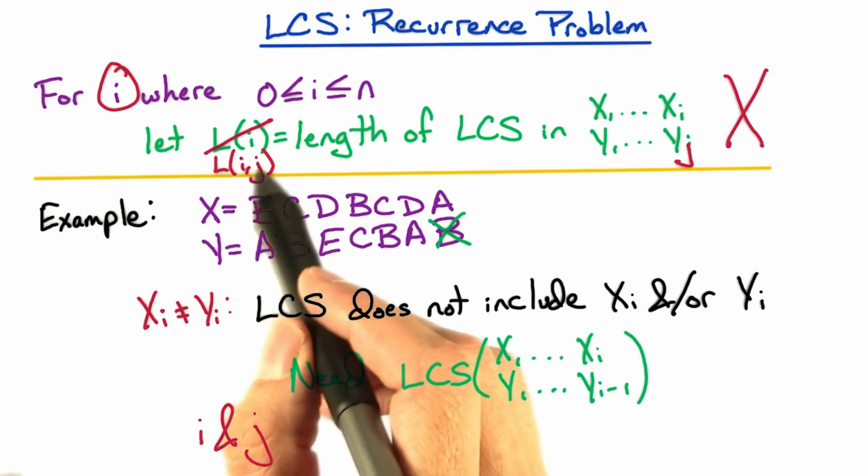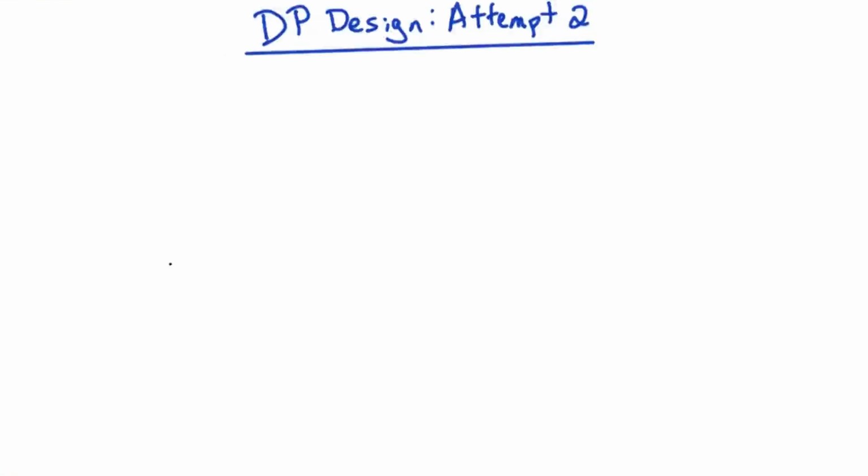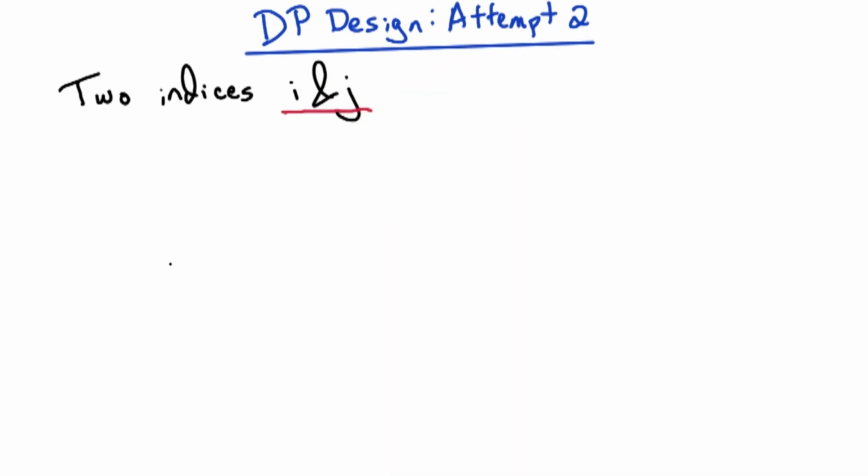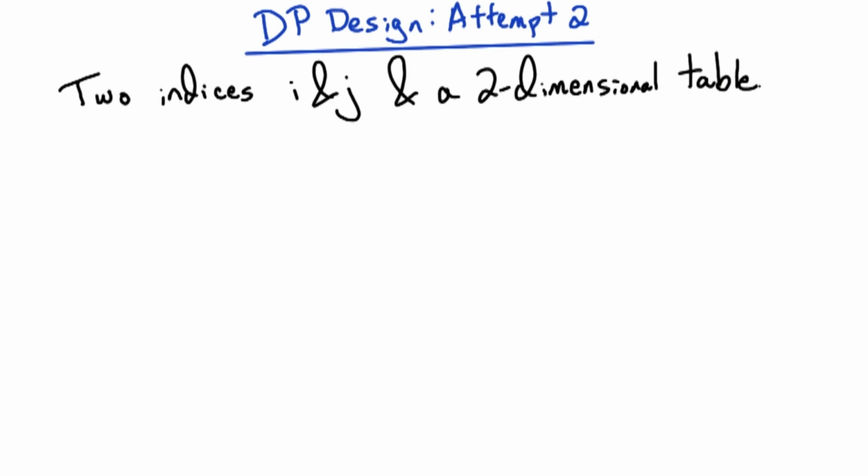And we're going to try all possibilities for i and j. So let's go back and revise our subproblem definition with the insight that we just gained. The key insight was that we're going to need a prefix of x and a prefix of y of possibly different lengths. Therefore, we're going to have two indices, i and j, which are going to correspond to the length of the prefix in x and the length of the prefix in y. And as a consequence, we're going to end up with a two-dimensional table. In all our previous examples, we had a one-dimensional array or table, and now we're going to have a two-dimensional table or array because we have two indices, i and j.